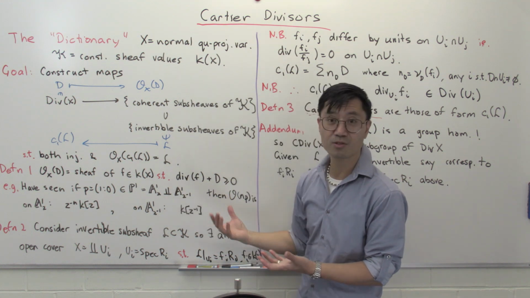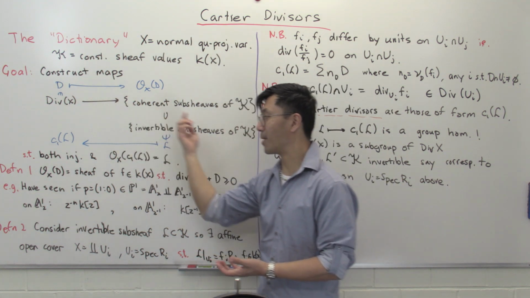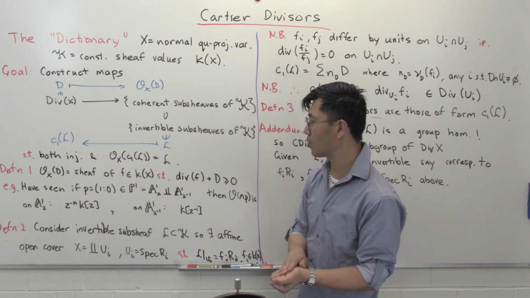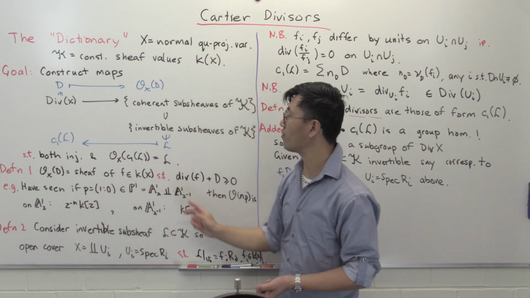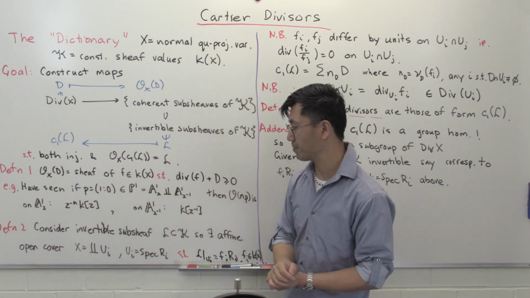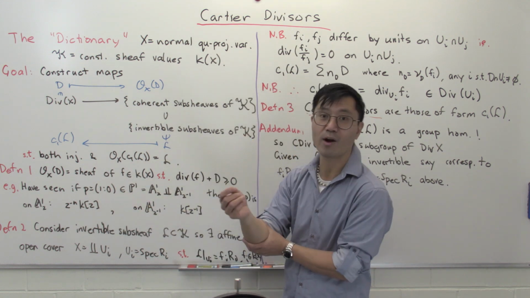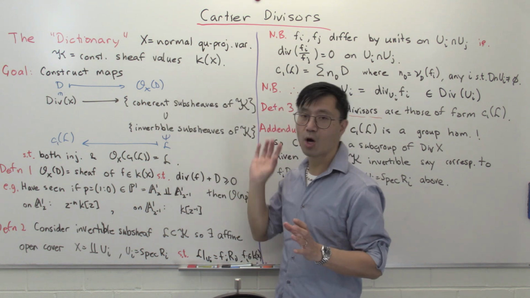Great. I hope that gives you a little bit of a feel of what it means to give you this map here. I've associated to this divisor an invertible subsheaf of this script K, an invertible subsheaf of rational functions. Let's go in the other direction.